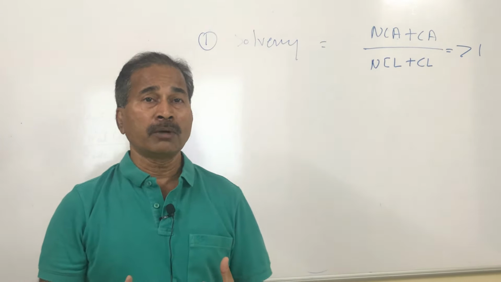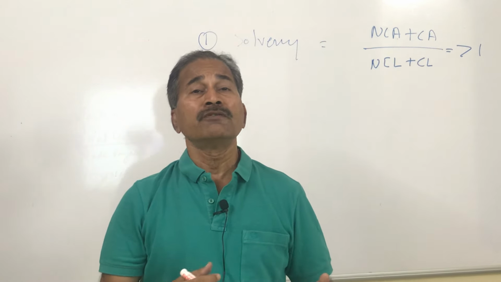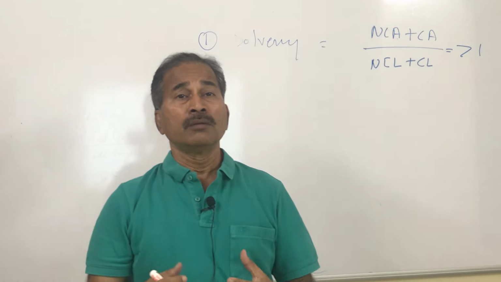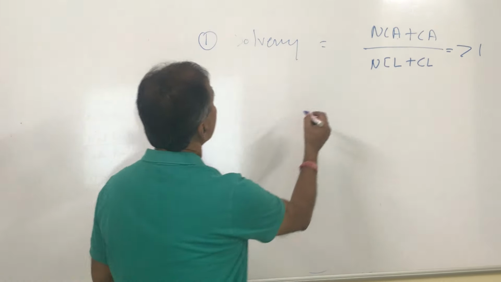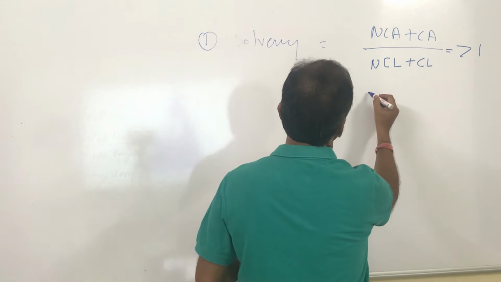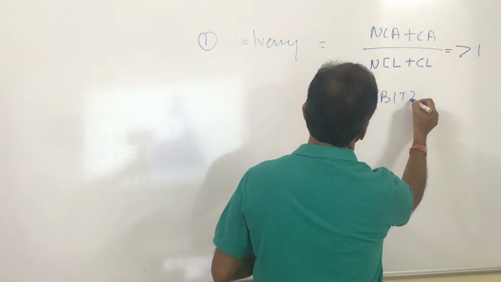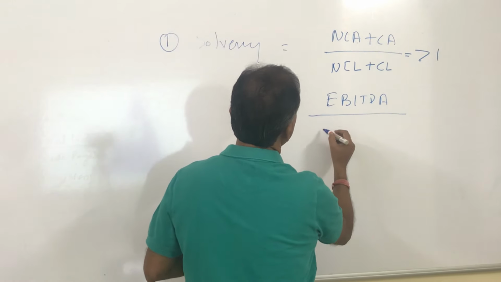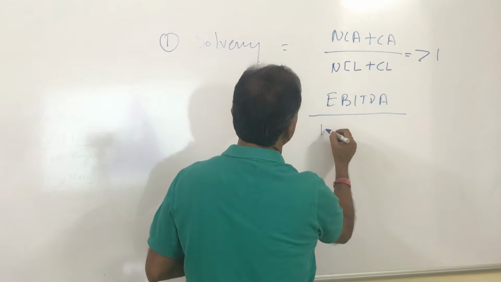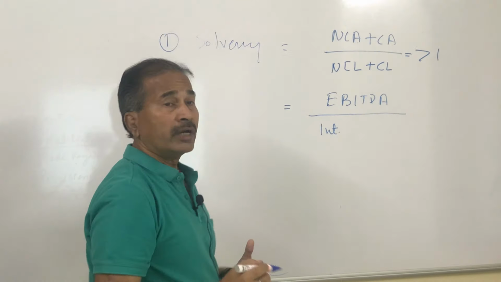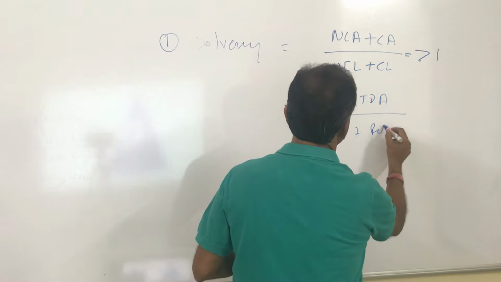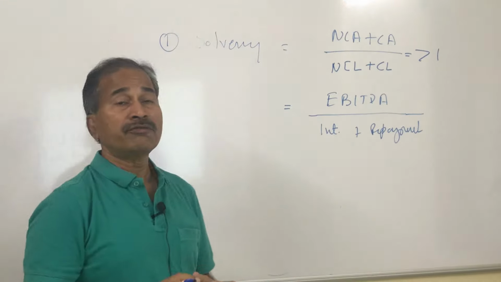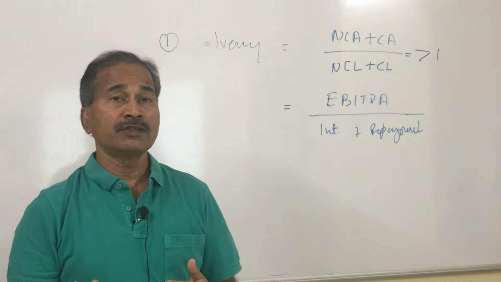How do we get an idea about the solvency of a business futuristically? So futuristically, if we want to find out about the solvency of a business, we will calculate a ratio, and what is that ratio? That ratio is EBITDA divided by the interest and repayment obligation. So this will give us a futuristic idea about the solvency of a business.